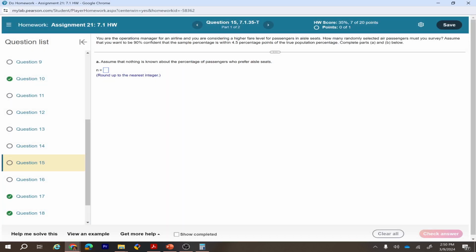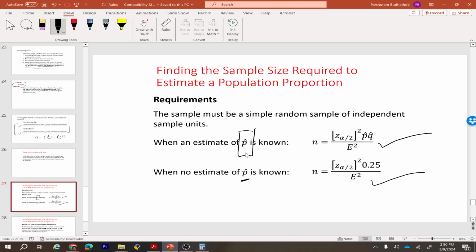Here you are the operation manager for an airline and you are considering a higher fare level for passengers in aisle seats. How many randomly selected air passengers must you survey? Assume that you want to be 90% confident that the sample percentage is within 4.5 percentage points of the true population percentage. So if you go back to this formula, do you have a given sample proportion? If not, then go to the second formula. If you have a given sample proportion, use the first one.